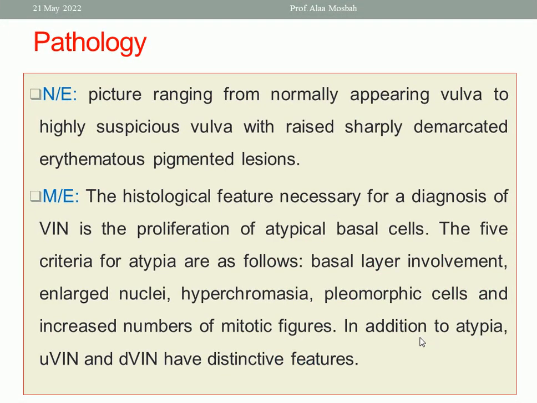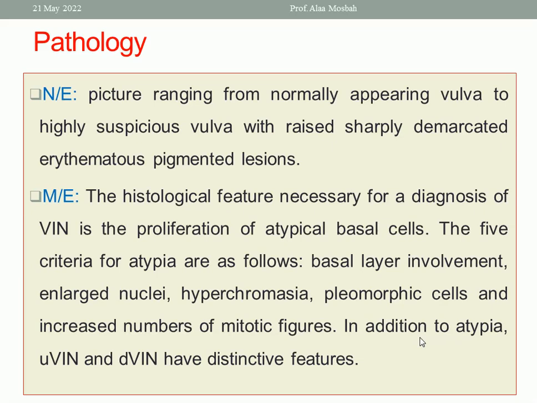By naked eye, the picture ranges from a normal-appearing vulva to a highly suspicious vulva with raised, sharply demarcated, pigmented lesions. By microscopic examination, the histologic feature necessary for diagnosis of VIN is the proliferation of atypical basal cells. The 5 criteria for atypia are as follows: basal layer involvement, enlarged nuclei, hyperchromasia, pleomorphic cells, and increased number of mitotic figures.